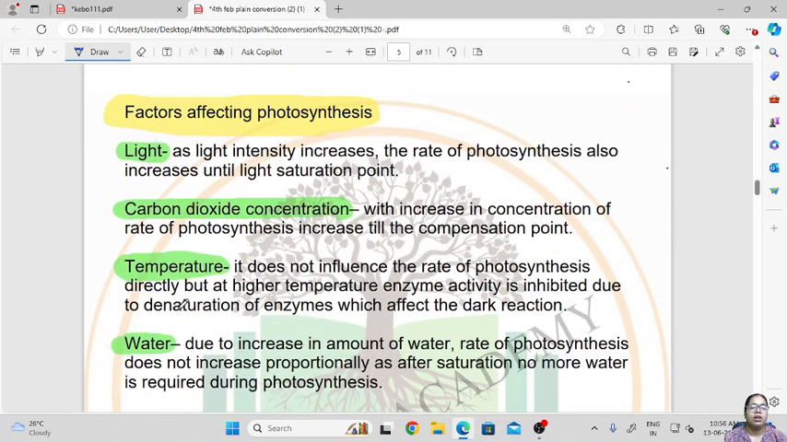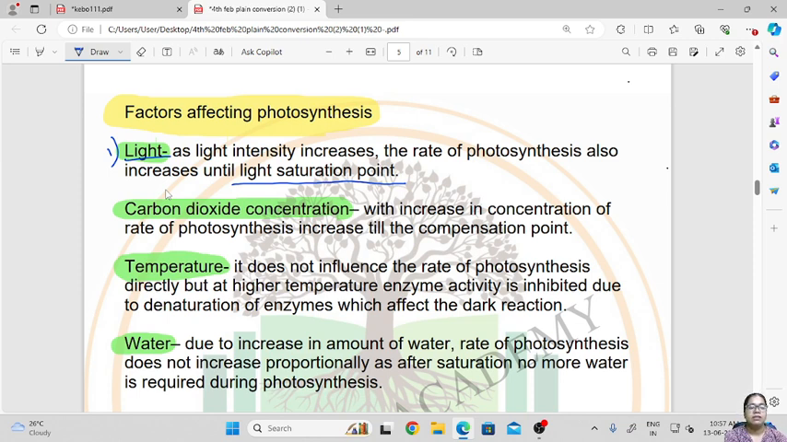So now let us see what are the factors affecting the rate of photosynthesis. So the first factor in this process is light. As light intensity increases, the rate of photosynthesis also increases until light reaches the saturation point. After reaching the saturation point, it is not applicable. So you require appropriate intensity and light period for the plants. So the photosynthetic rate will be optimum or will increase when the light intensity increases in a plant.